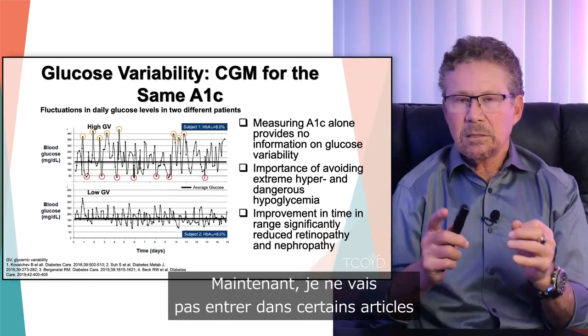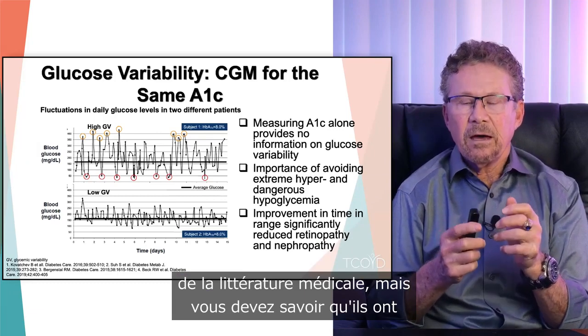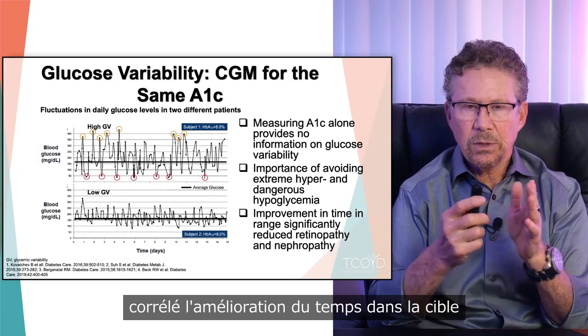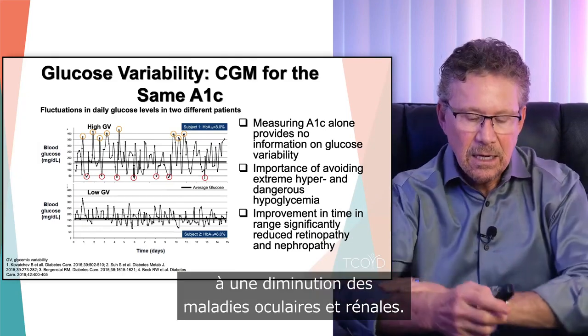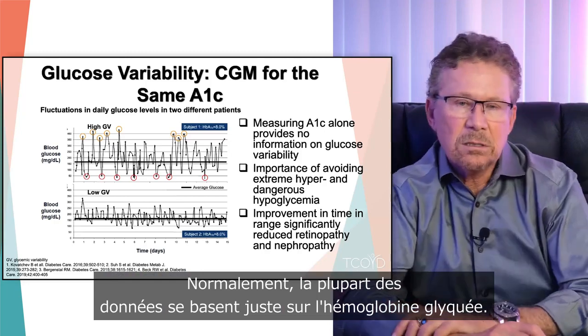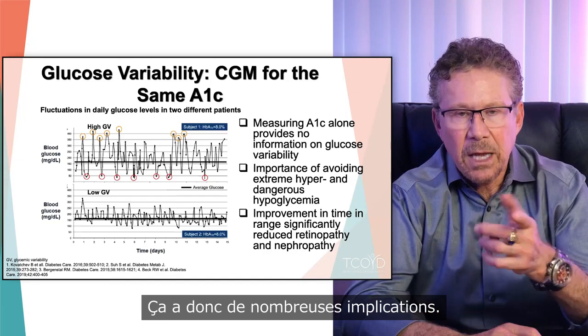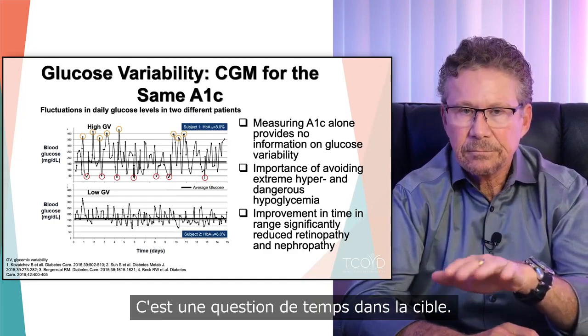Now, I'm not going to get into some of the medical literature, but you should know that they have equated improved time in range with less eye disease and less kidney disease. Normally most of that data is just the hemoglobin A1C. So it really has lots of implications. It's all about time in range.